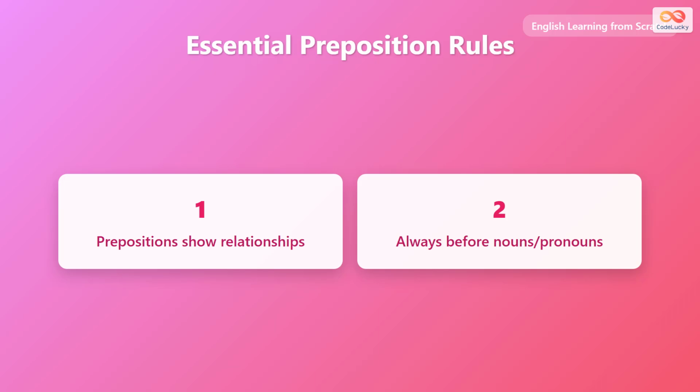Rule 1. Prepositions always show relationships between words in a sentence. Rule 2. Prepositions must come before nouns or pronouns, never before verbs directly. These two rules help you use prepositions correctly every time.